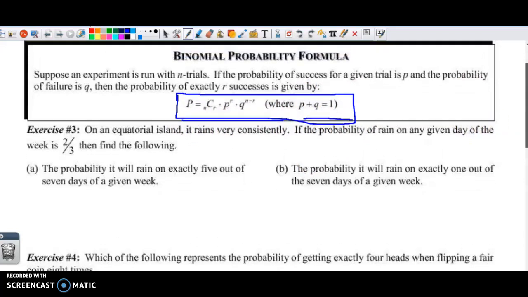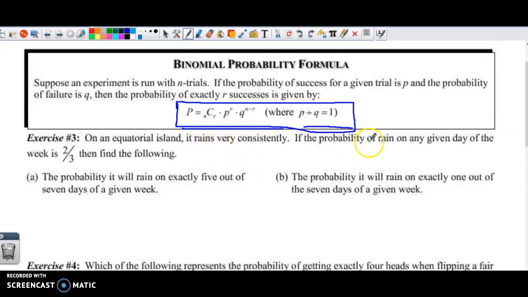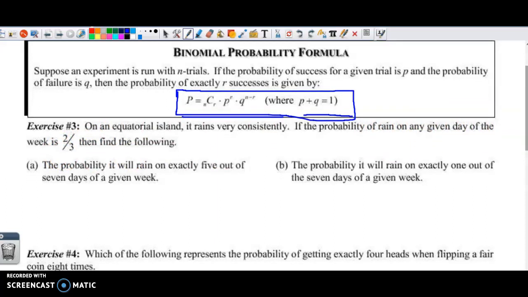So here's a problem, exercise 3. The probability of rain on any given day of the week is 2/3, so pretty rainy place. So what's the probability it will rain exactly 5 out of the 7 days? Well, we have 7 days. We want 5 of them, because it could be rain, rain, rain, rain, rain, sunny, sunny. Or it could be rain, rain, rain, rain, sunny, rain, sunny. So this is the number of different ways that we can switch around the days.